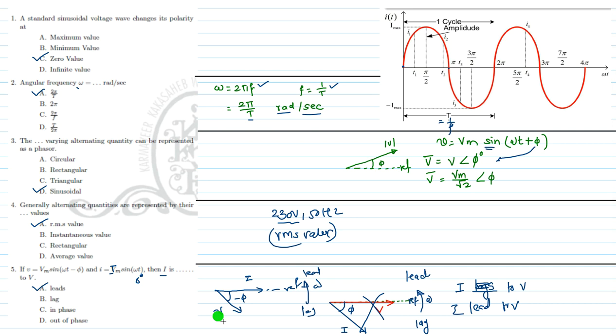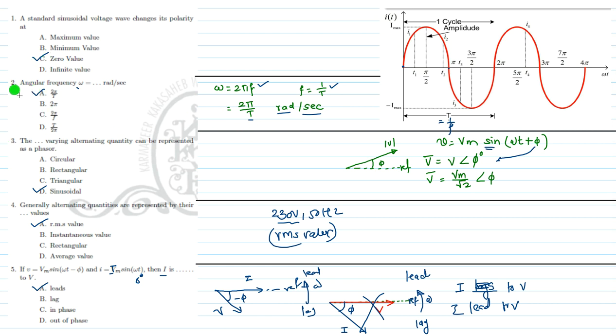A standard sinusoidal voltage wave changes its polarity. This is the waveform of the standard voltage. In this waveform, it changes its polarity at every zero crossing. At this zero crossing, it is going positive. At this zero crossing, it is going negative. Again it is positive, again it is negative. So at a zero value, it's changing its polarity.